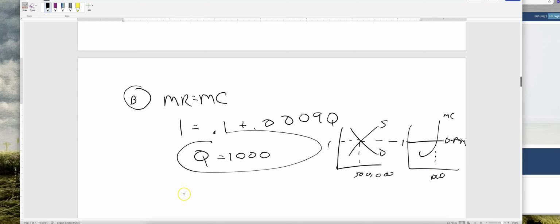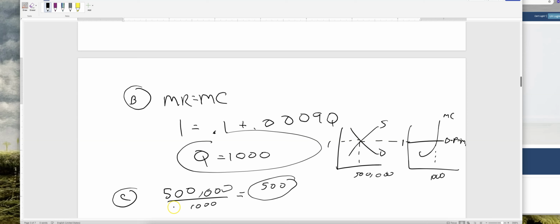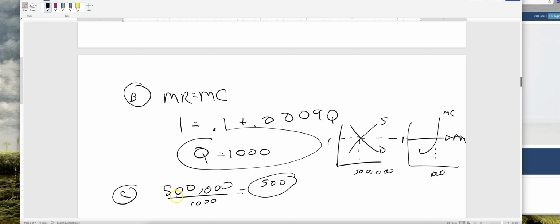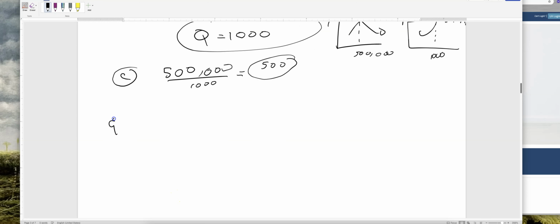Now, letter C is actually pretty easy once you've gotten through A and B, because if we had 500,000 total quantity with each firm making 1,000, then we would just have 500 firms, right? Divide your market quantity by your firm quantity. Okay.